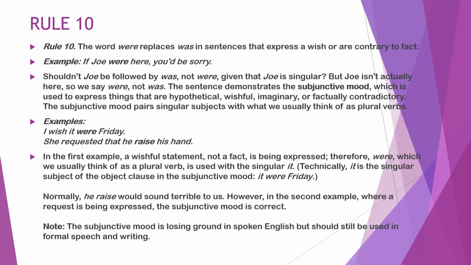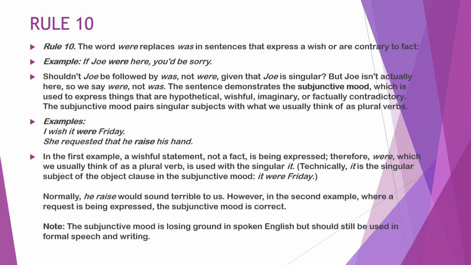Even if the subject-verb agreement says Joe is singular, this is a wish. It doesn't happen. It has not happened yet. Shouldn't Joe be followed by "was"? Some of you thought like that. Just now we learned rule number 1, given that Joe is singular, but Joe isn't actually here, so we say "were", not "was".